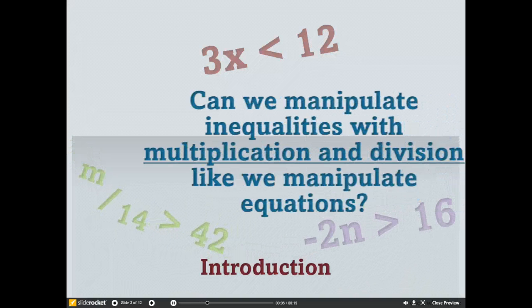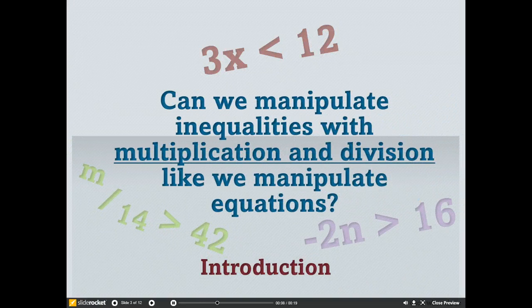In this lesson, we'll be looking at the question, can we manipulate inequalities with multiplication and division like we manipulate equations?